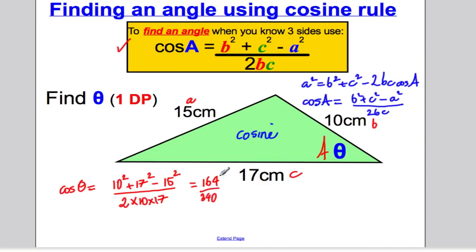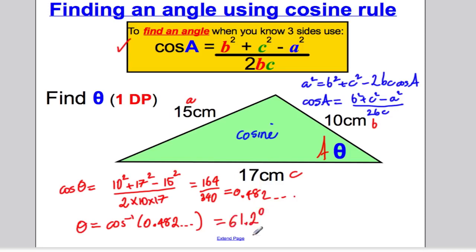But when you work that out as a decimal, you get 0.482, etc. But that's cos of the angle. You don't want cos of the angle, you want the angle. So you apply inverse cos to 0.482, or shift cos, if you're familiar with your calculator. So you inverse cos that number and you get 61.2 degrees. And you're done. You have answered an A-star question there.